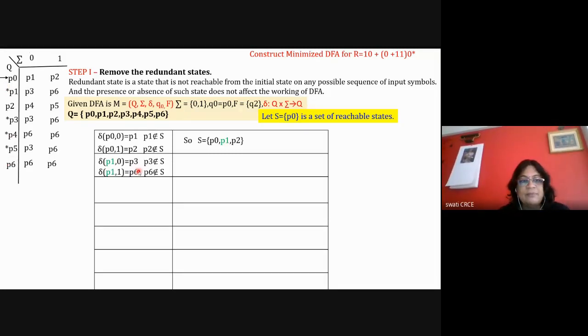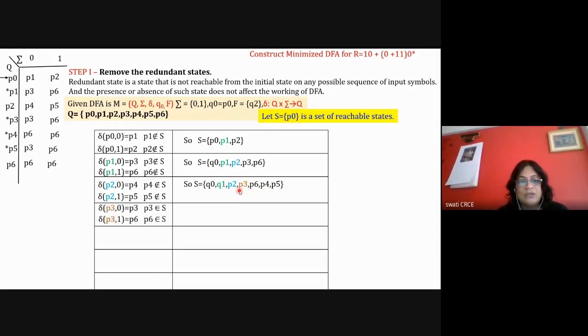Then for P1 we get P3, P6, which were not there, so they are added. Then I'm taking the next from S, that is P2. P2 gives 0, 1, P4, P6, which were not there, so they are added. Now take the next, after P2 is P3, so take P3, and P3 and P6 are already there. So now we have to stop actually.